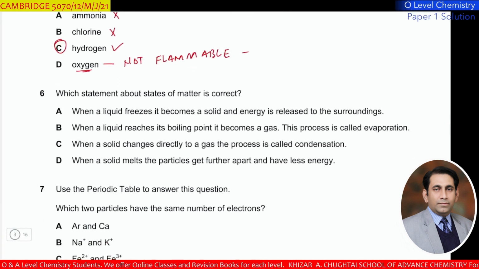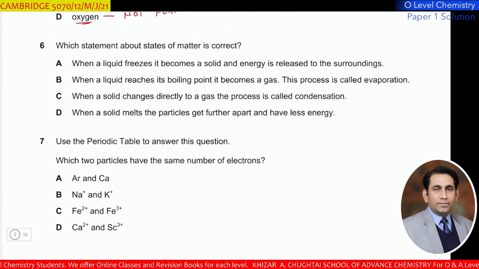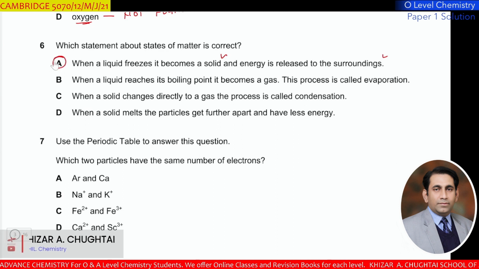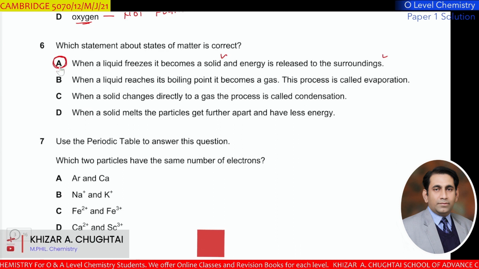Question number 6. Which statement about the state of matter is correct? When liquid freezes, it becomes solid and energy is released to the surroundings. Yes, it is true. When liquid freezes, it becomes solid. Energy is given out towards the surroundings. Yes, this is the fact, and the first one is the true option.